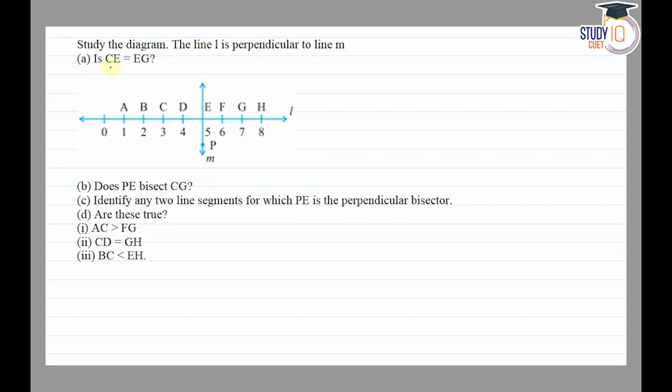A. Is CE equal to EG? So CE is equal to 2 unit. CE is equal to 2 centimeter and EG is also equal to 2 centimeter. So ये दोनों इक्वल हो जाएंगे. So is CE equal to EG? So yes.